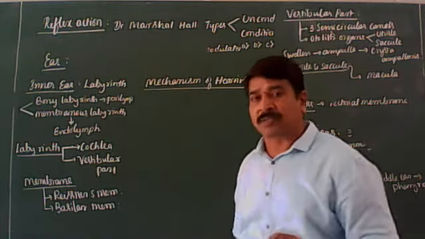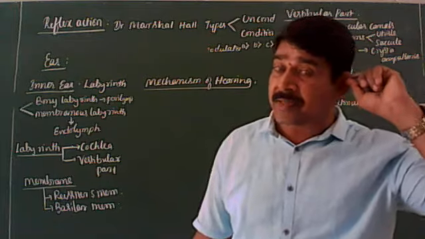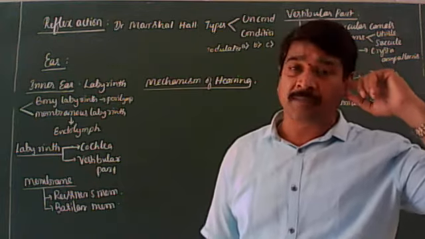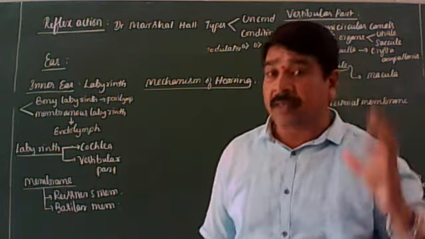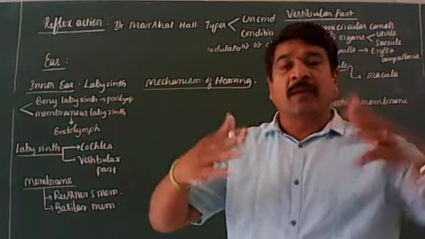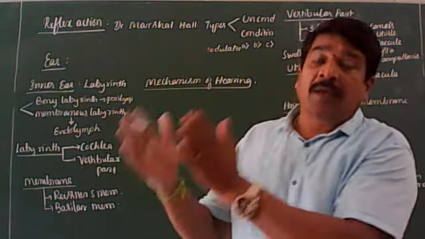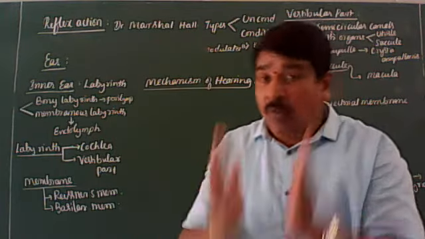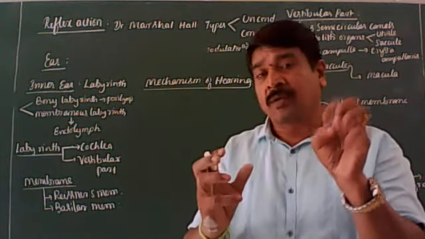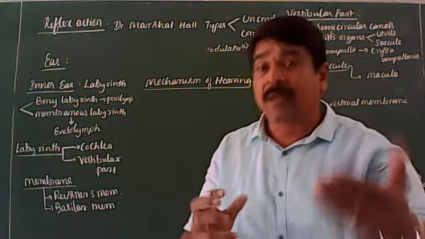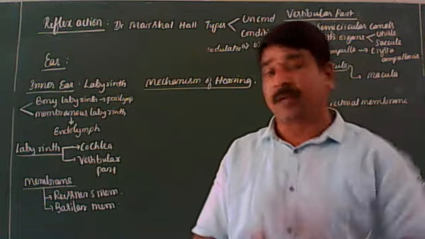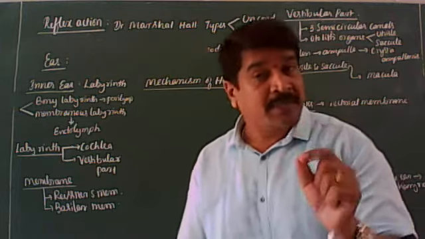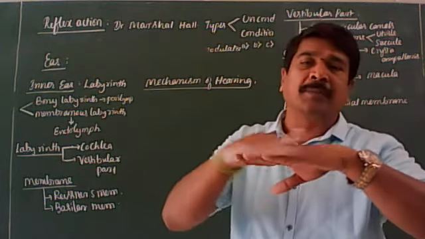Dear students, I'll repeat once again, listen to me. The external ear receives the sound waves and directs them to the tympanic membrane or eardrum. The ear ossicles in the middle ear amplify the sound waves and send them to the oval window. The oval window undergoes vibration and creates waves in the perilymph of the scala vestibuli. I think you're getting it now.